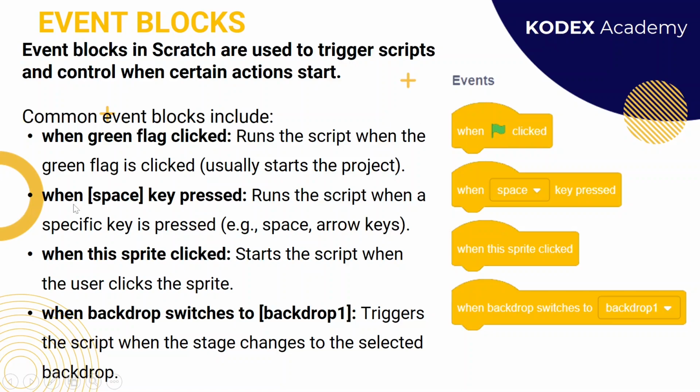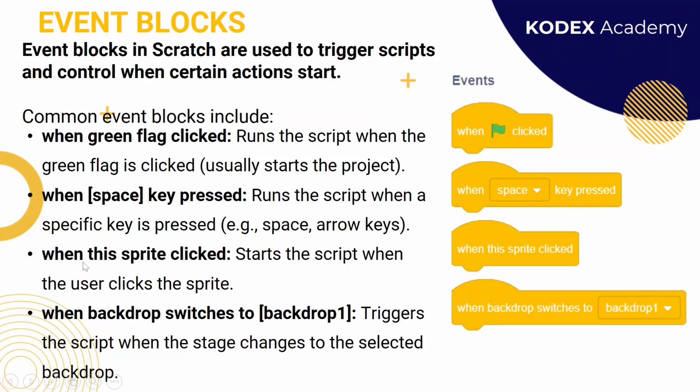Now the next one, when space key pressed. This kind of block is specially designed whenever you want to make any kind of game, especially a racing game. Here you want to move your car in the left direction, right direction, or you want to control its speed. So here instead of space you can also choose the up arrow, right arrow, left arrow, or down arrow. It gives a specific function to a specific key, and on the basis of that you can run your script.